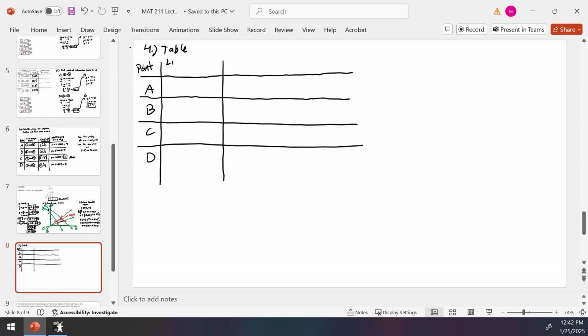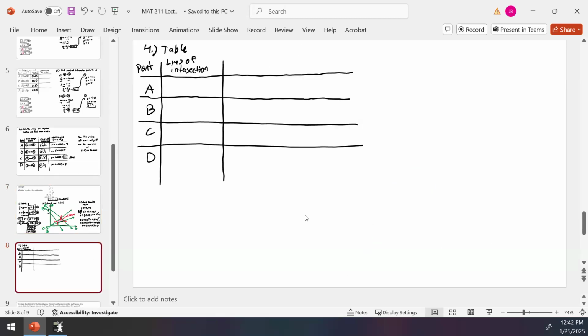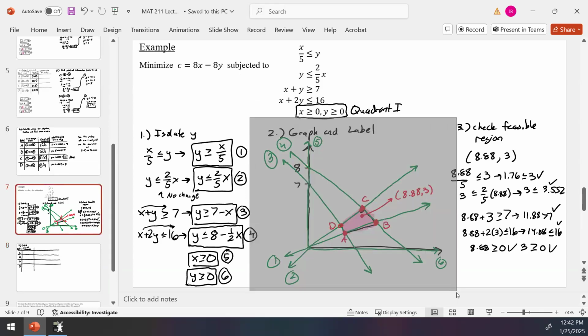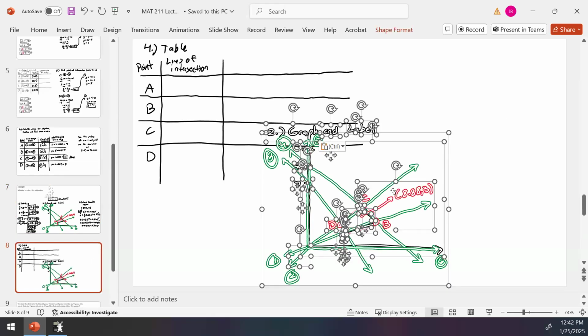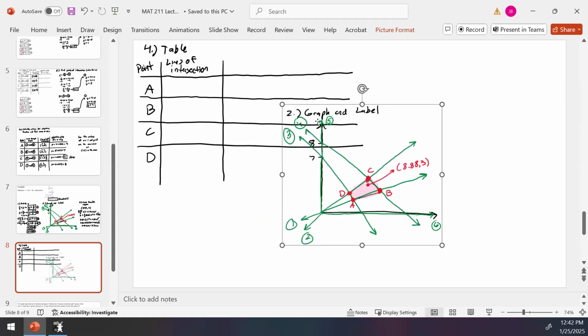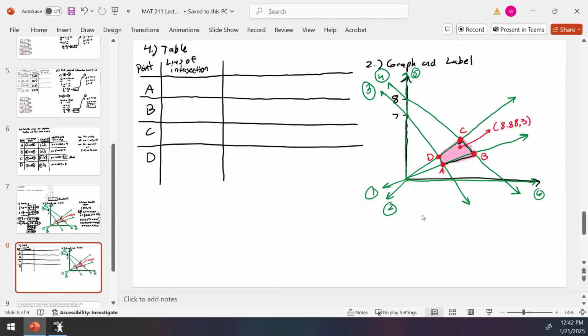Okay. And so this is going to be lines of intersection. So which lines are intersecting each other? And so if we look, and you know what? Let's do it this way. Let's just bring this graph over here so we can look at it together. And then I'll make a new slide for the algebra. Paste it as a picture. There we go.